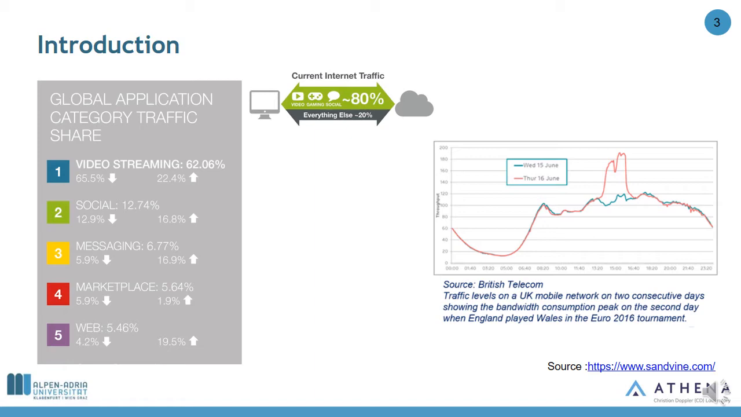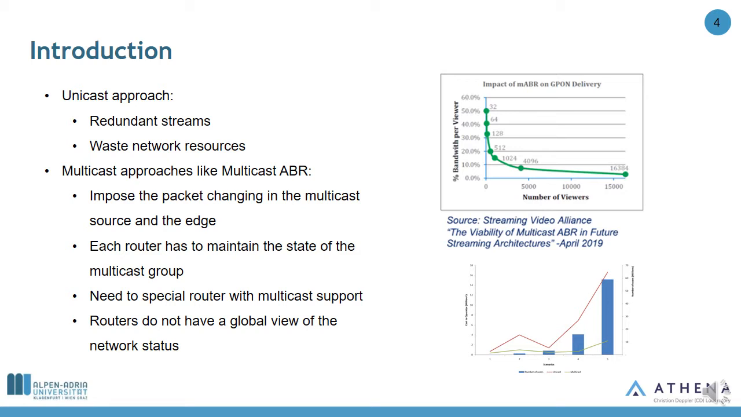As I mentioned, real-time video streaming is a bandwidth-hungry application, and for many years, operators used the unicast approach for streaming, which wastes a lot of network resources due to redundant streaming. Increasing demand for this type of video streaming puts a lot of pressure on the network operators' infrastructures, so they started to employ more efficient solutions to cope with this demand.